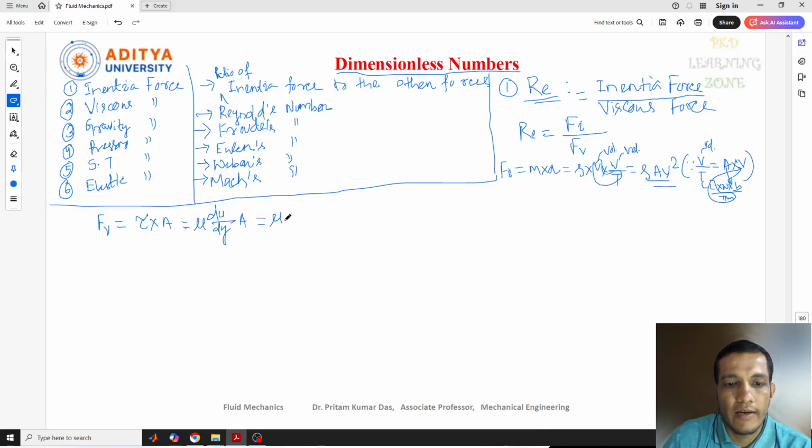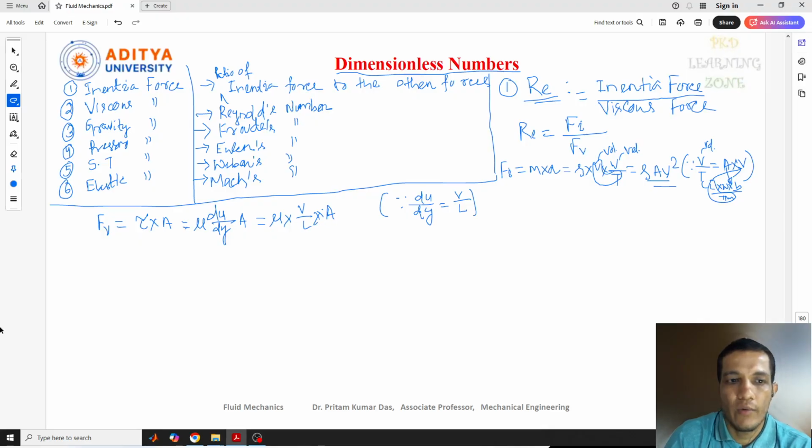Here again we can write this as mu into du by dy. This du by dy we can consider as v by L, where L is length and v is velocity. So this can also be considered as mu into v by L into area. Let's consider du by dy equal to v by L. This is our velocity gradient, and this is viscosity. So finally what we got is mu into v by L into area.